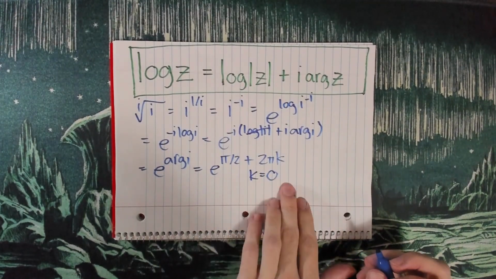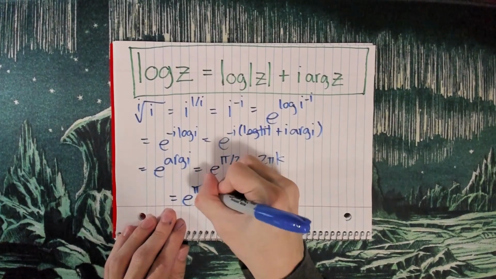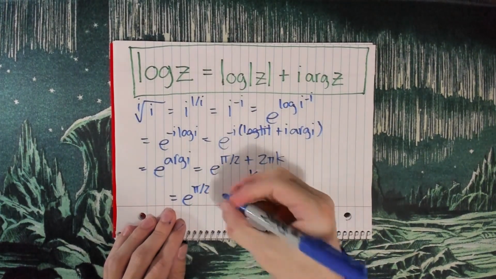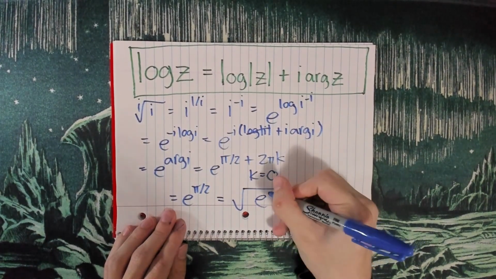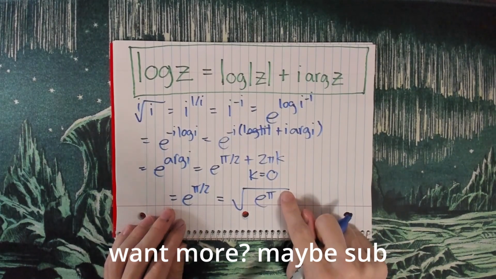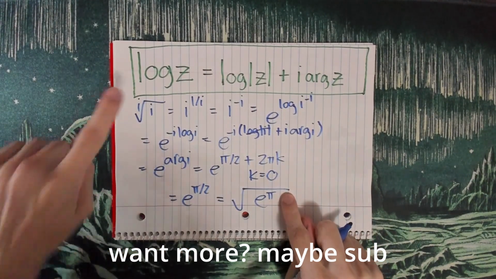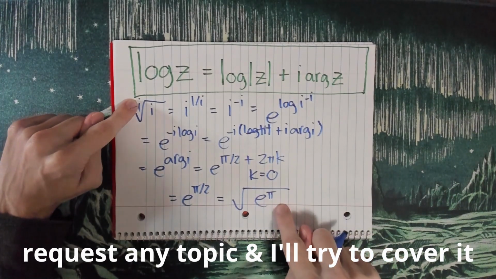So let's go ahead and choose k equals 0, and we're going to get e to the pi over 2. Dividing by 2 in the exponent is the same thing as taking the square root, so we just get the square root of e to the pi, which I got to admit is totally beautiful. So this and this with k equals 0, wonderful stuff.